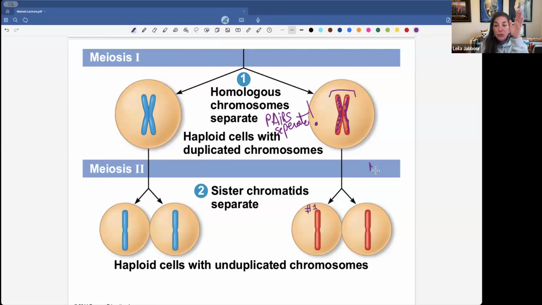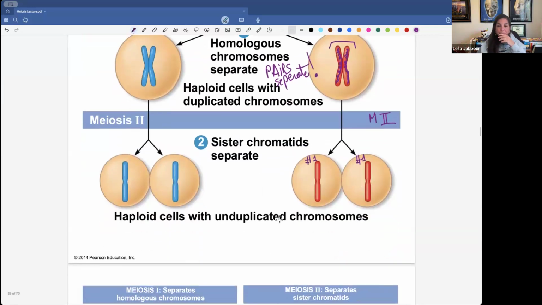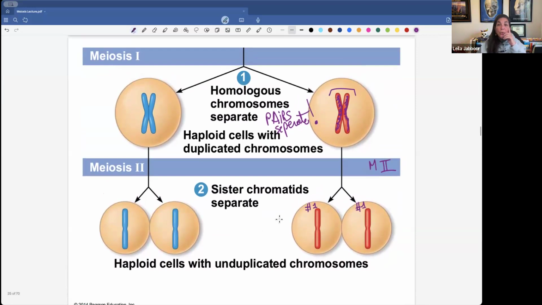What happens in meiosis 2, we have separation, splitting of the sister chromatids, just like we did during mitosis. So both of these daughter cells receive the same chromosome 1, and that's what happens in meiosis 2. Every chromosome that's in a replicated form sees its sister chromatids separate, and then they'll be called chromosomes again. That's the big picture.